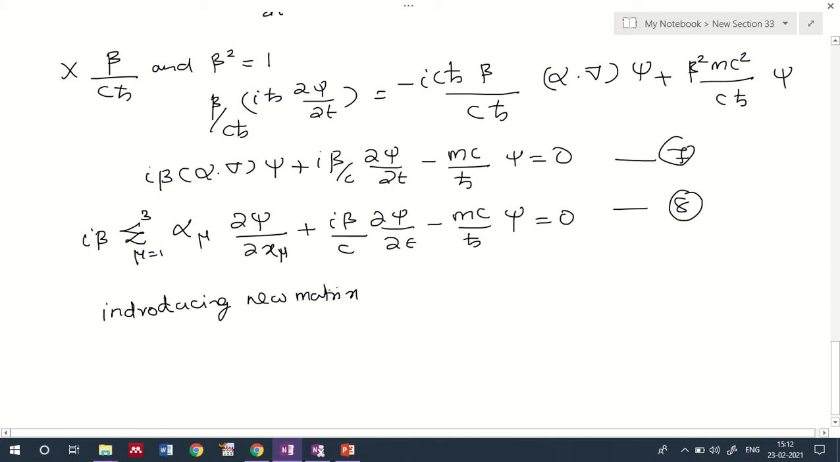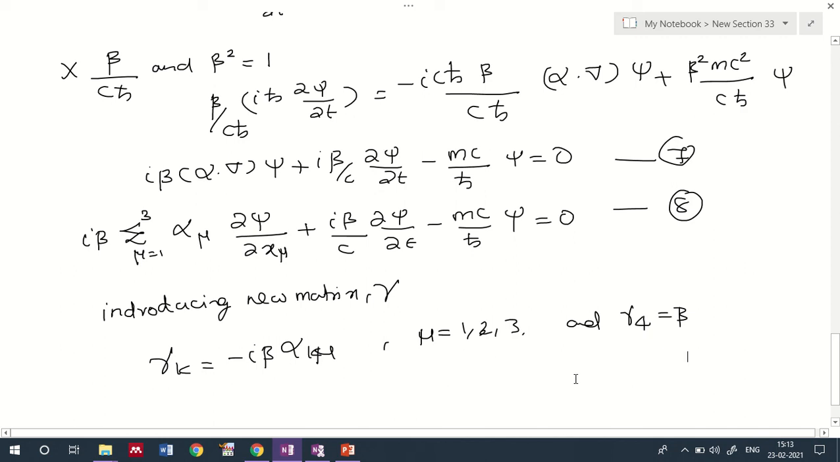Okay, in order to compensate the same, we introduce a new matrix called gamma here. Okay, so gamma k is actually minus iβα_k, where k or mu equal to 1, 2, 3, and the fourth, that is gamma 4, will be equal to beta. As we know, in the 4 vectors x1, x2, x3, x4, the fourth will be the time one, right? ict we normally represent, so x4 will be equal to ict. So here gamma 4 will be equal to beta in that case.